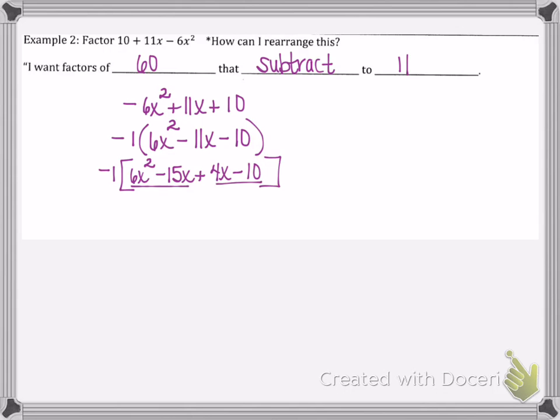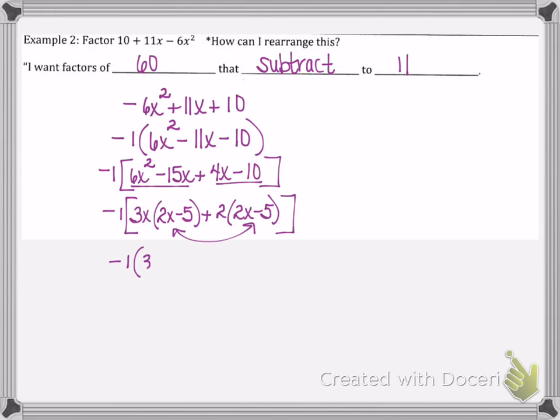I'm going to pull out a GCF from each of these pairs. So that gives me, let's keep it in brackets, that gives me a 3x I can pull out times 2x minus 5 and a 2 times 2x minus 5. These match, so I'm happy. So I've got a negative 1 times a 3x plus 2 times a 2x minus 5. And just a quick check, those cannot be broken down anymore. So that is my final factored form.